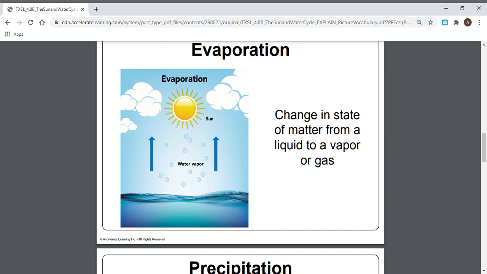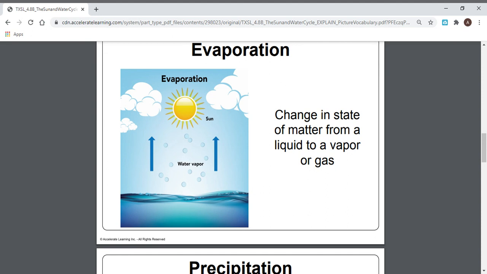Next is evaporation. I know I just touched base on what evaporation is, but let's go ahead and look at the definition of what it is. It's a change in state of matter from a liquid to a vapor or a gas. So like I was saying, we start off at the bottom. You can see here water, and then we have some type of thing heating it up for it to change to a gas. Our heat source is the sun.